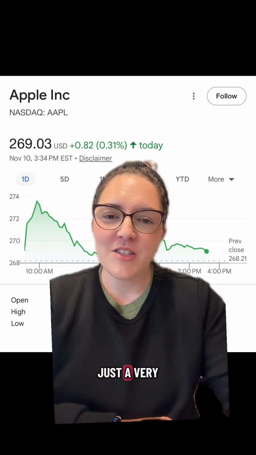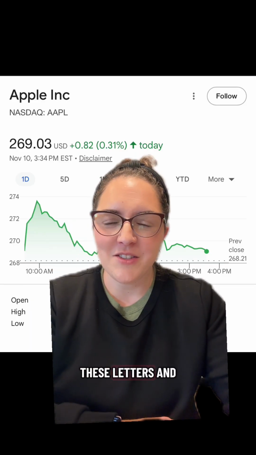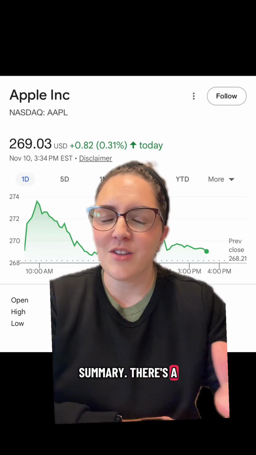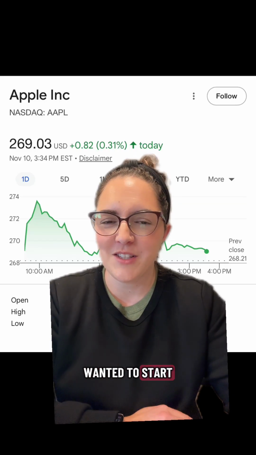So there you have it, just a very basic guide of what some of these letters and numbers mean on a stock summary. There's a lot more that goes into it, but I just wanted to start very high level, very simple.